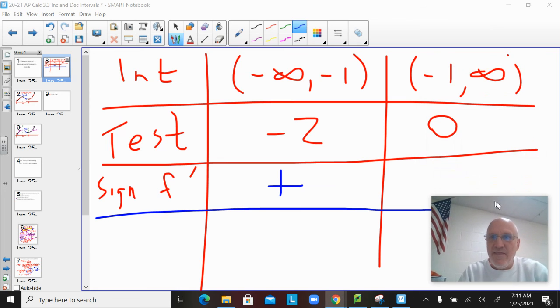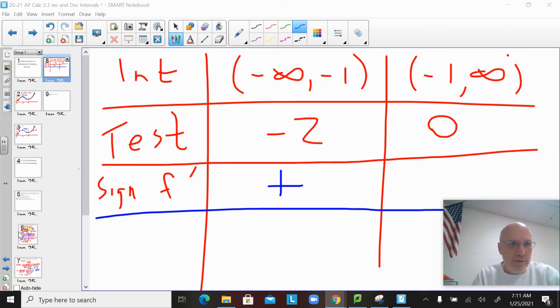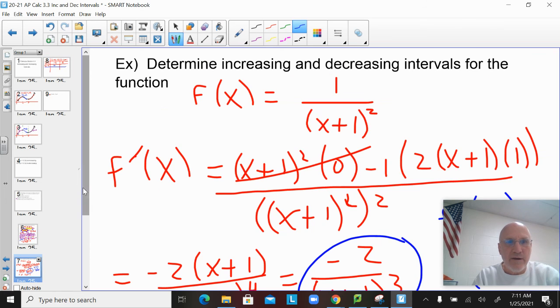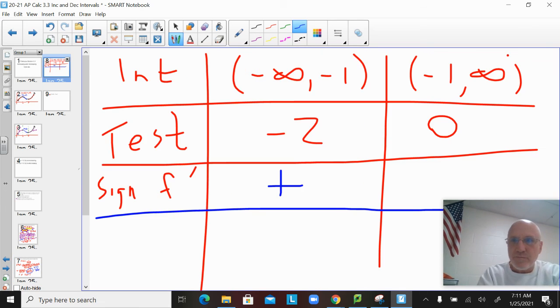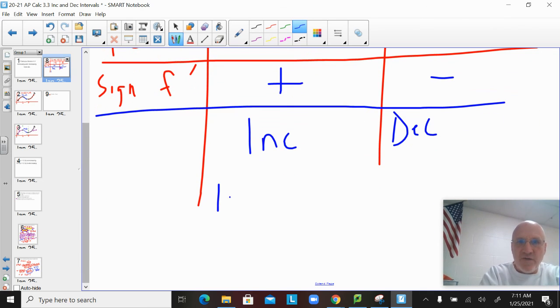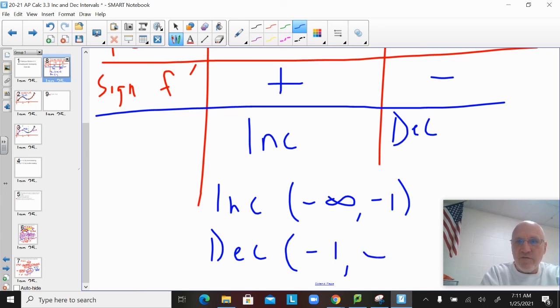Okay. And then what about plugging in 0? Let me go back here and back here. If I plug in 0, I get negative 2 over 1 cubed, which is a negative over a positive, which is a negative. So since the derivative is positive in this interval, the function is increasing on this interval, and it's decreasing on this interval. So where is this function increasing? On the interval from negative infinity to, not to 0, was it to negative 1, I guess it was? To negative 1. And this function is decreasing on the interval from negative 1 to infinity.